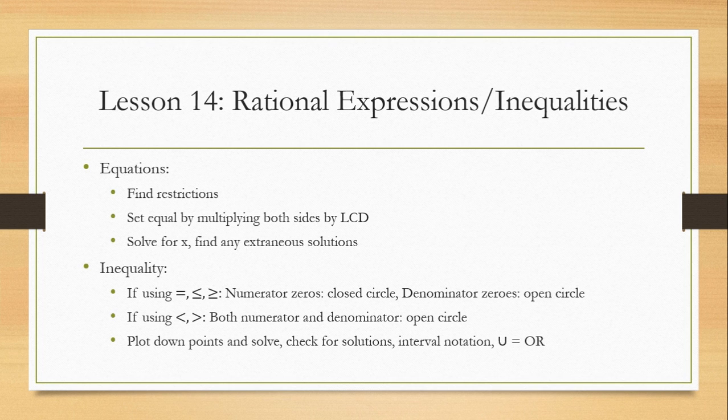For lesson 14, we learned rational equations and inequalities. In equations, you want to find the restrictions, and then you want to set both sides equal by multiplying both sides by the LCD, and then you want to solve for x and find any extraneous solutions.